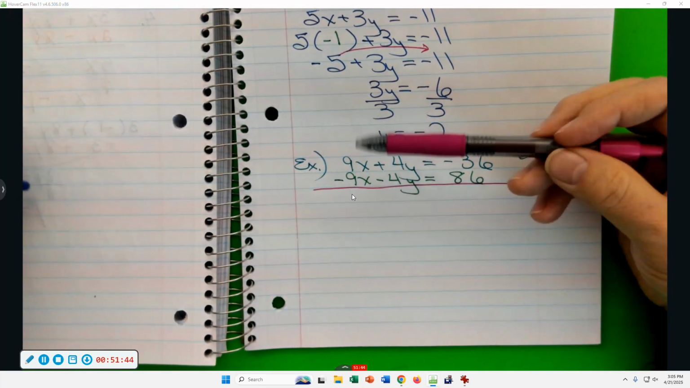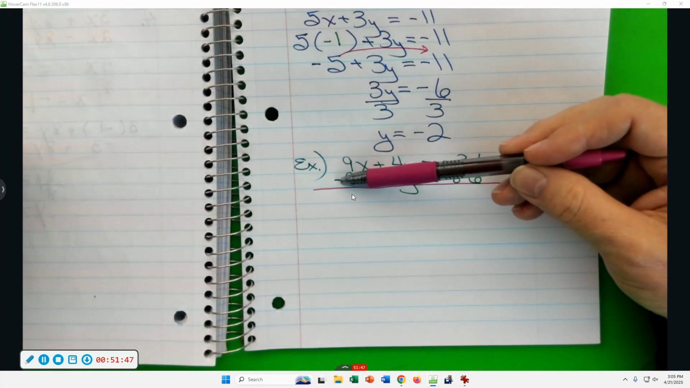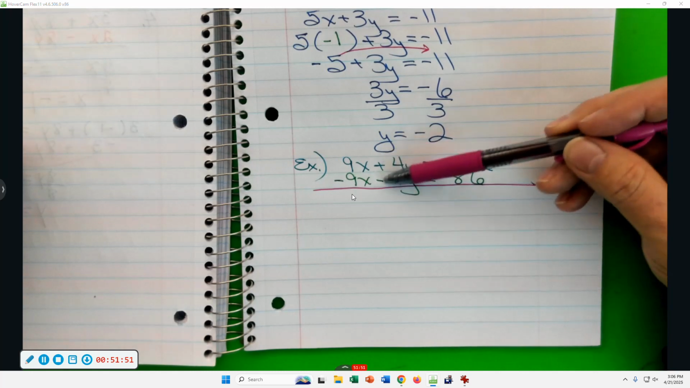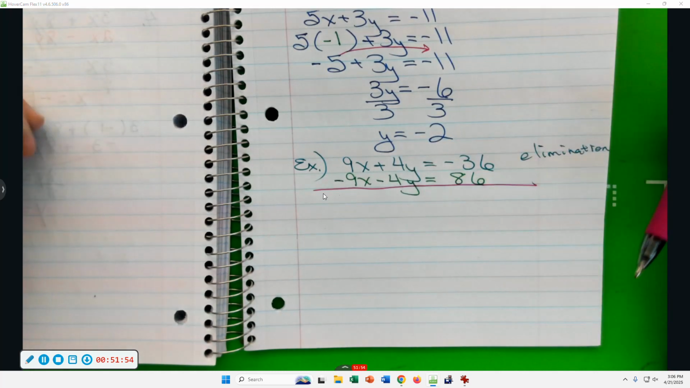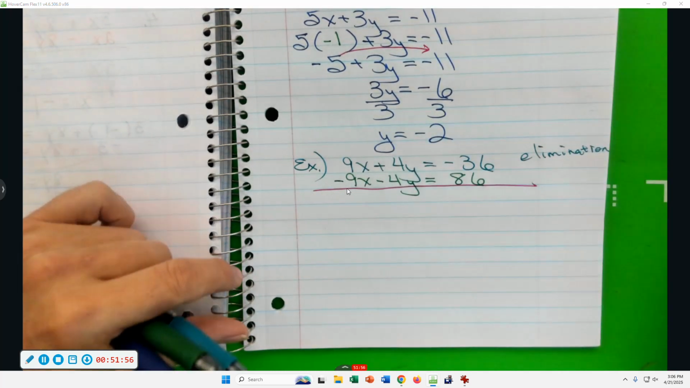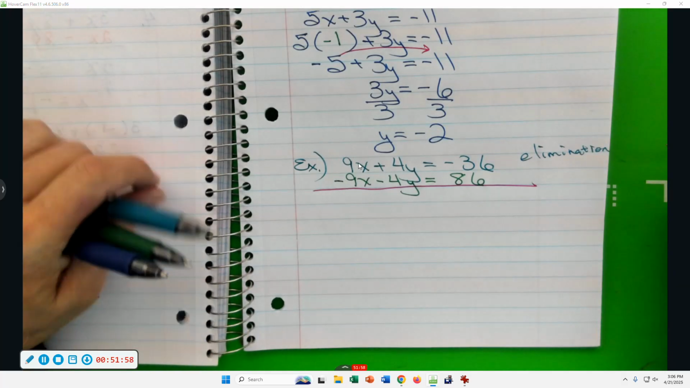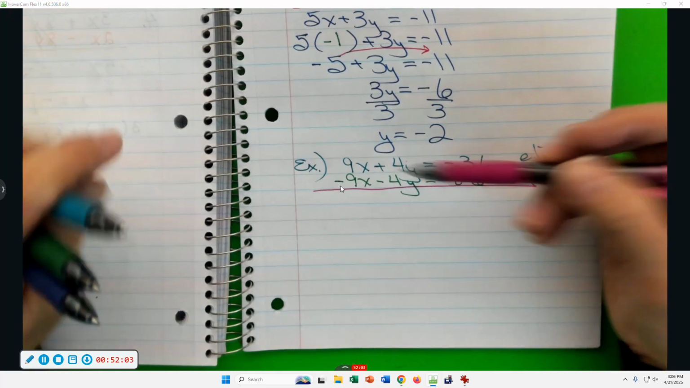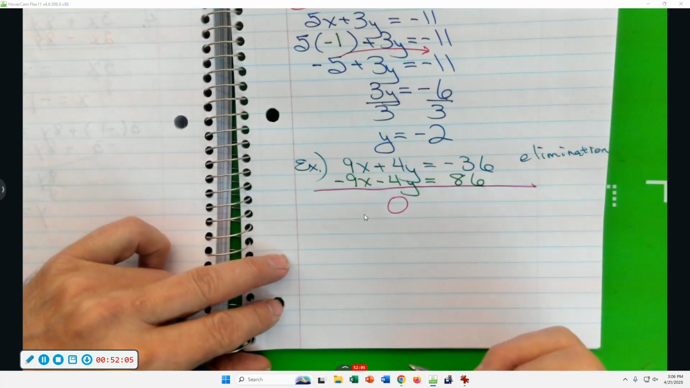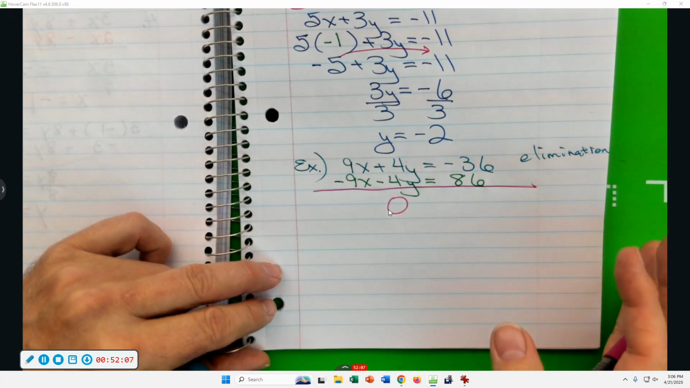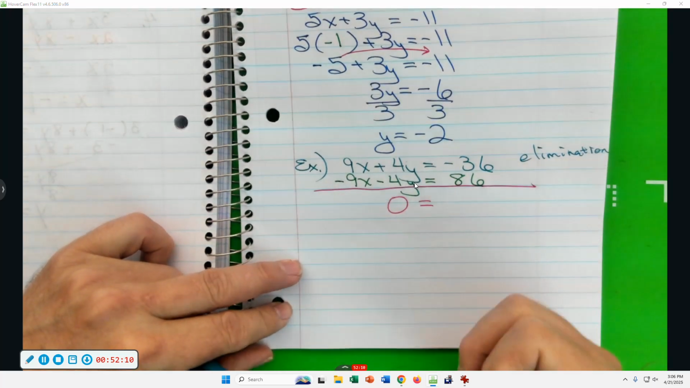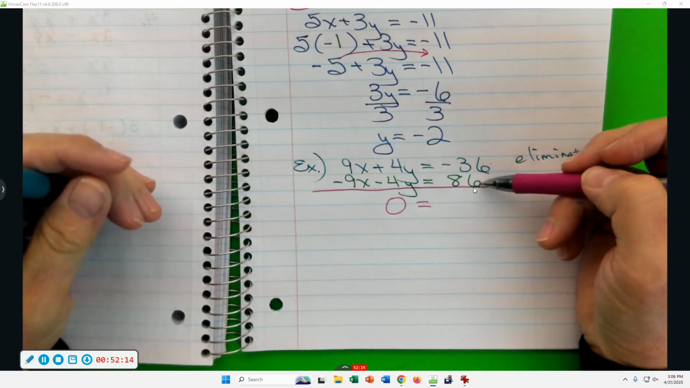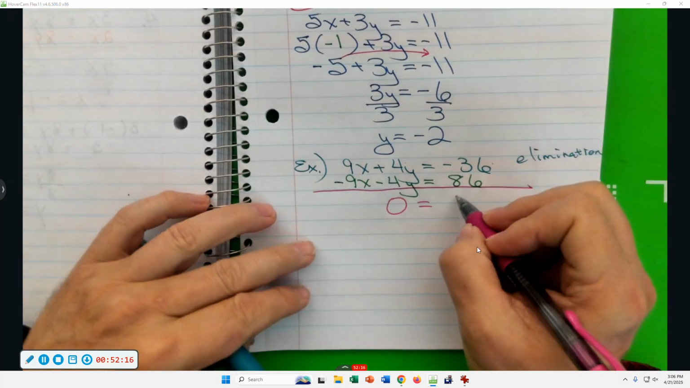Notice we have the same coefficient but opposite signs on x. We also have the same coefficient with opposite signs on y. So this is pretty good. 9x minus 9x gives me 0x. What are we going to get here? 0 plus 0. So we have 0 on the left side. Everything canceled out. What have we got on the right side? Negative 36 plus 86 gives me a positive 50.